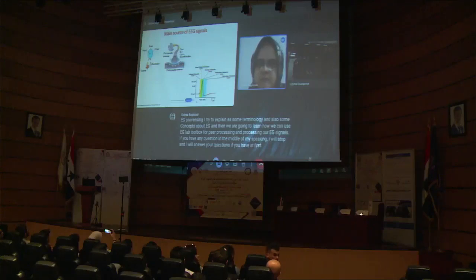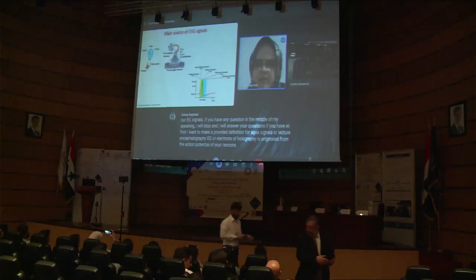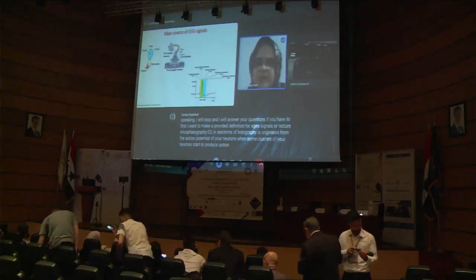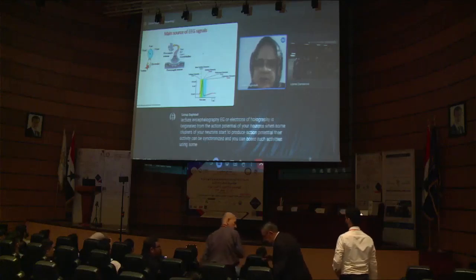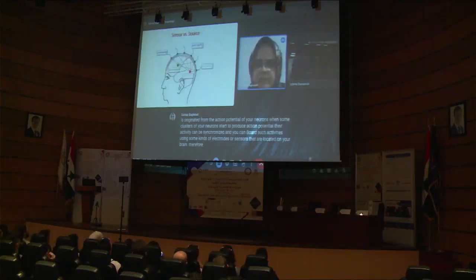At first, I want to provide a definition for EEG signals, or electroencephalography. EEG originates from the action potential of your neurons. When some clusters of your neurons start to produce action potentials, their activity can be synchronized, and you can record such activities using electrodes or sensors. Therefore, some sources in your brain start to produce signals, and you can record such signals on your skull by electrodes, which we call EEG electrodes, EEG channels or EEG sensors.